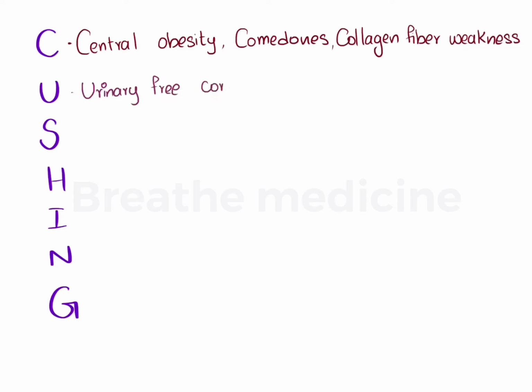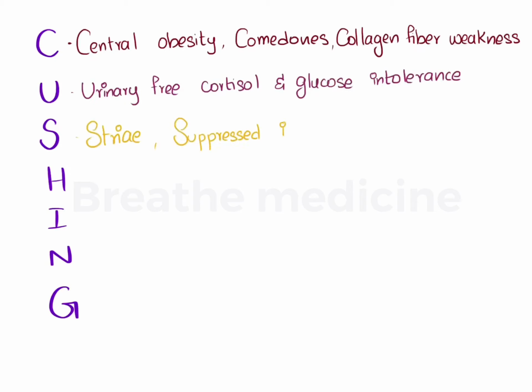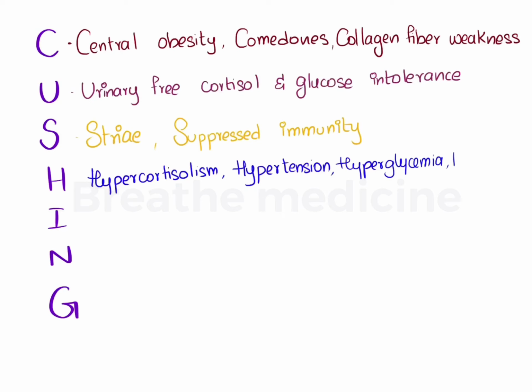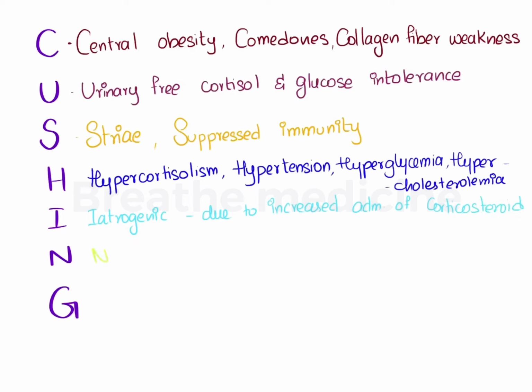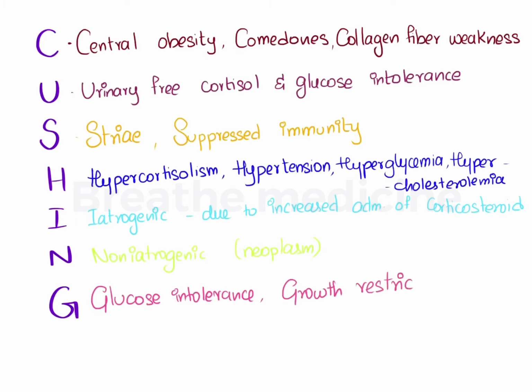U stands for urinary free cortisol and glucose intolerance. S stands for striae and suppressed immunity. H stands for hypercortisolism, hypertension, hyperglycemia, and hypercholesteremia. I stands for iatrogenic, which is the most common cause due to increased administration of corticosteroids. And N stands for non-iatrogenic causes, which is mostly neoplasm. And finally, G stands for glucose intolerance and growth restriction.